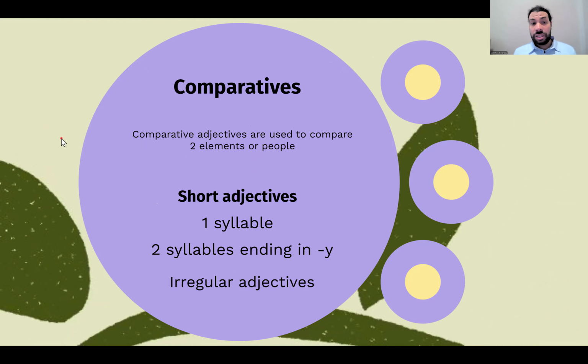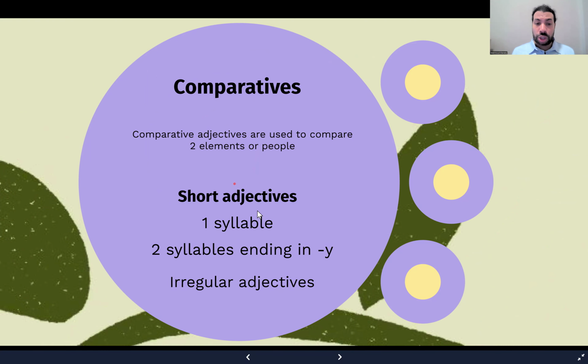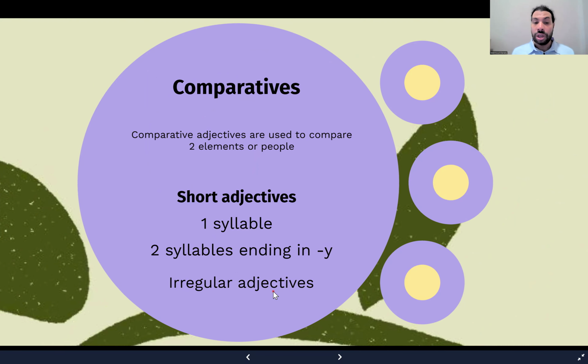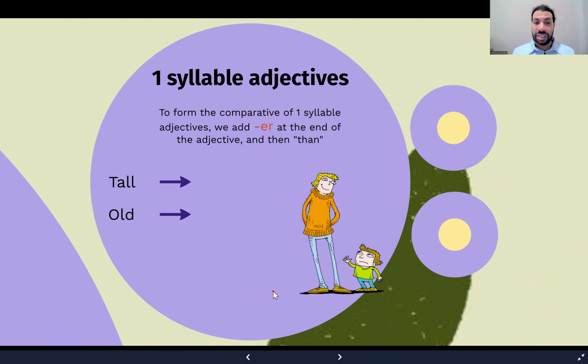So first, let's talk about the comparative. Comparative adjectives are used to compare two elements or two people, maybe between two things. So for the short adjectives, one syllable, or the two syllables ending in Y. Also, we have irregular adjectives. We're going to talk in details.